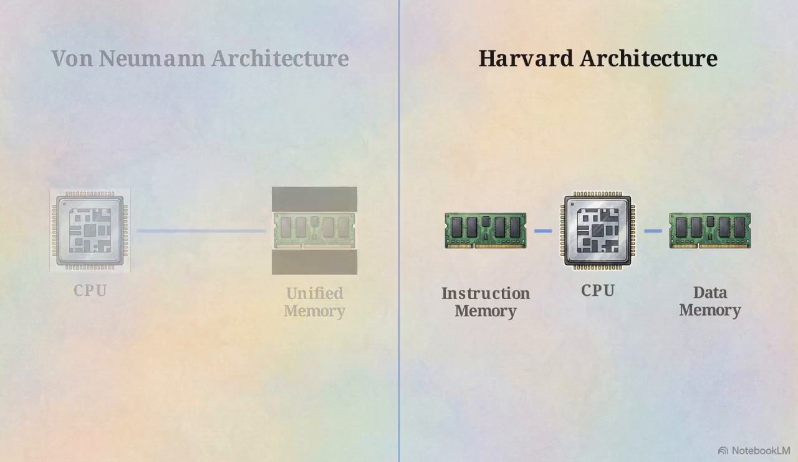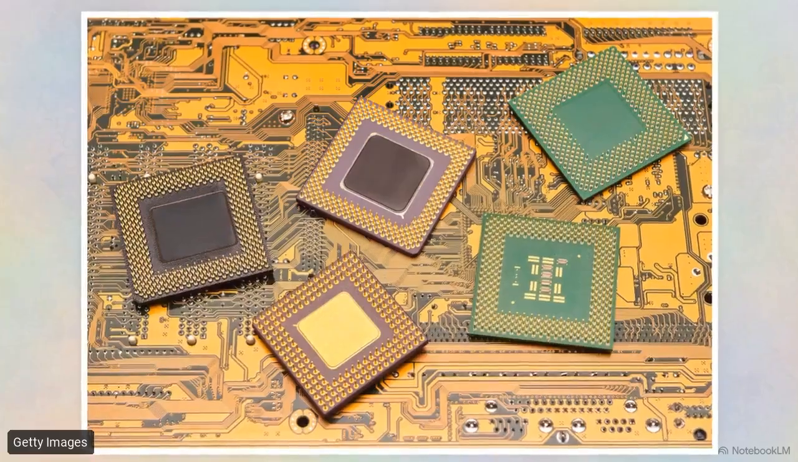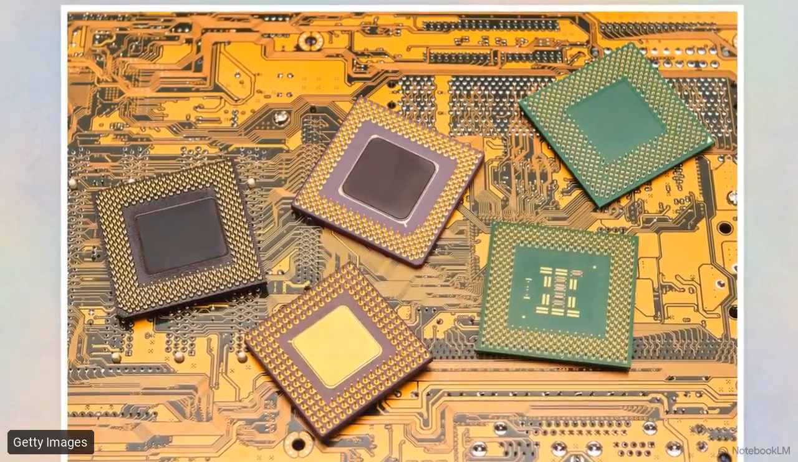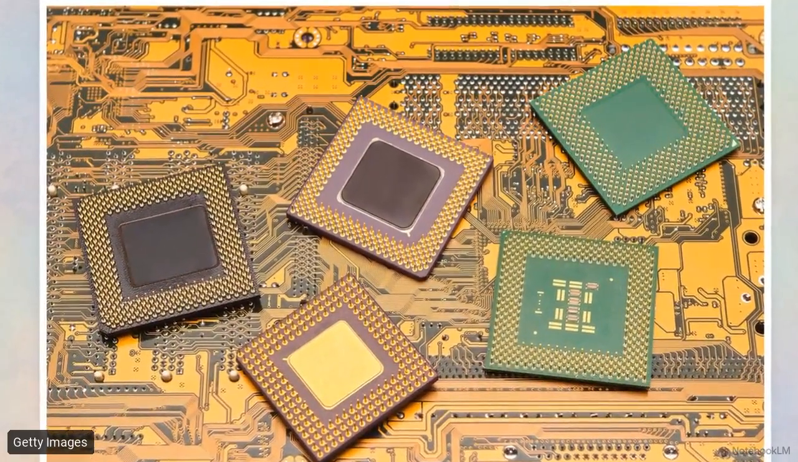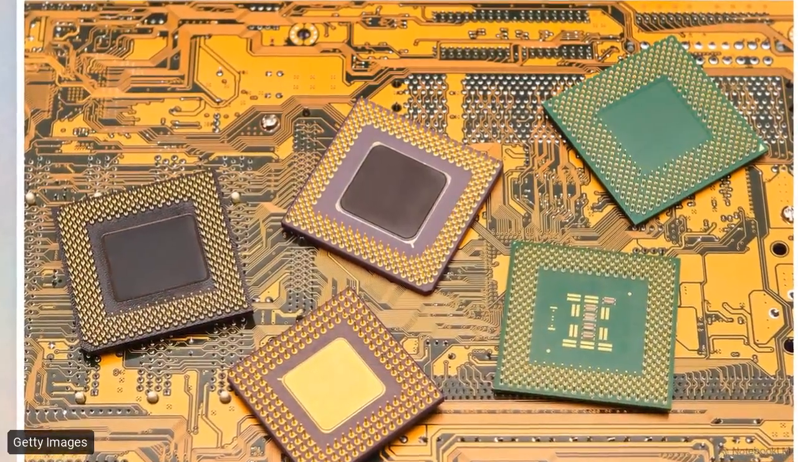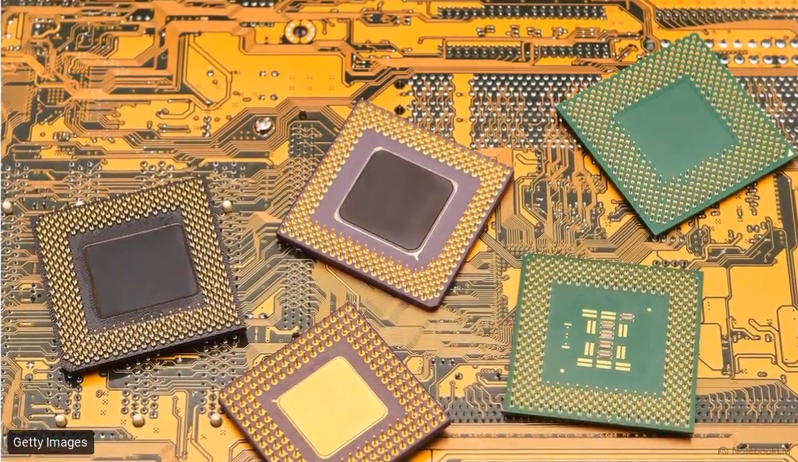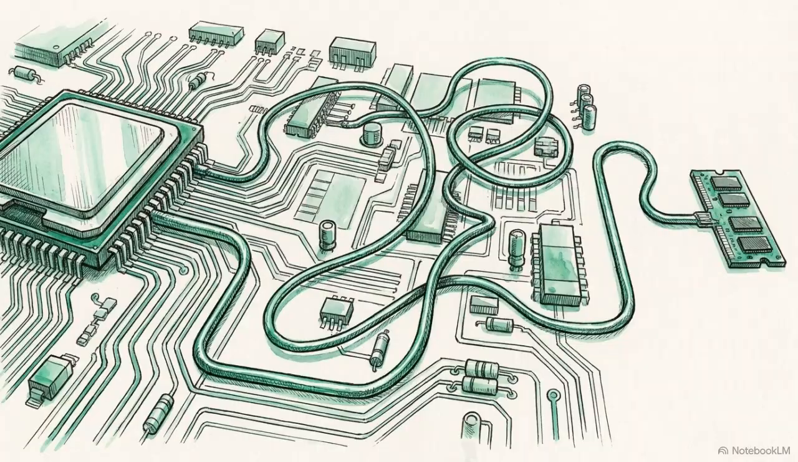The alternative is the Harvard architecture, which splits instructions and data into two physically separate memory blocks. Now, parallel pathways feed into the CPU, allowing it to pull an instruction and the necessary data at the exact same time. Eliminating the sequential bottleneck makes the Harvard architecture highly relevant for modern embedded systems and the high-speed cache layers built directly in today's processors.